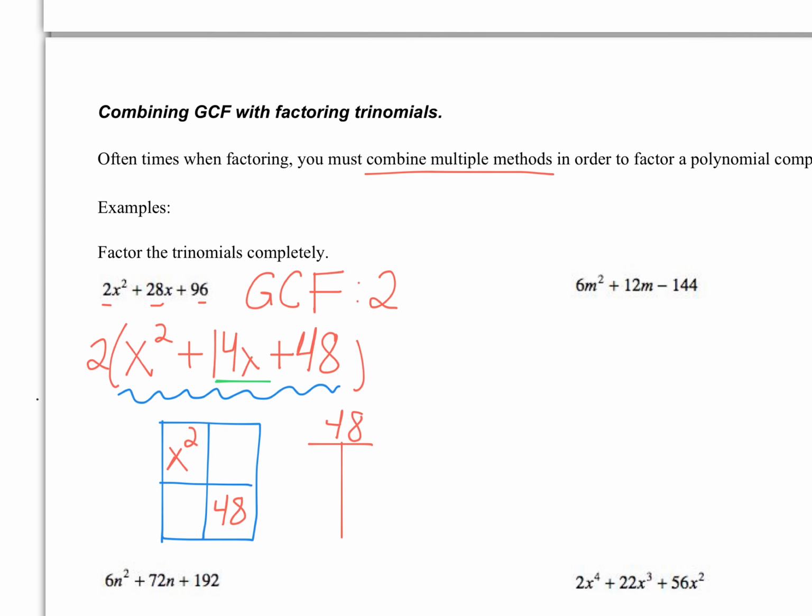So, if I think about the factors of 48, I know 1 and 48, I know 2 and 24, 3 and 16, excuse me. I know 4 and 12. I know 6 and 8, and I think I've got there. I think 6 and 8 is the one we want, because 6 plus 8 is 14.